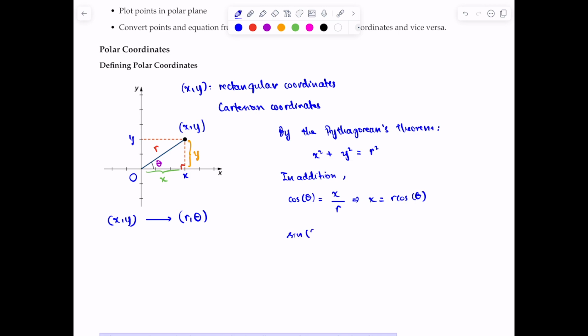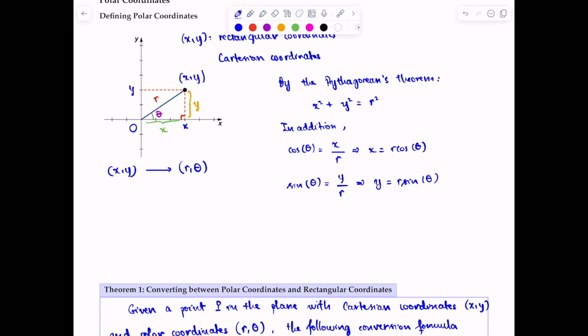And for sine of theta, this is equal to the opposite over the hypotenuse. So the opposite is y, the hypotenuse is r. So you have sine of theta is equal to y over r. When you solve for y, you get y equal to r times sine of theta.